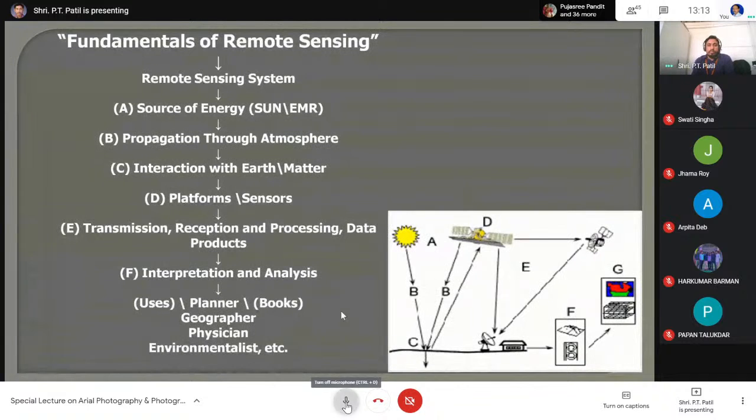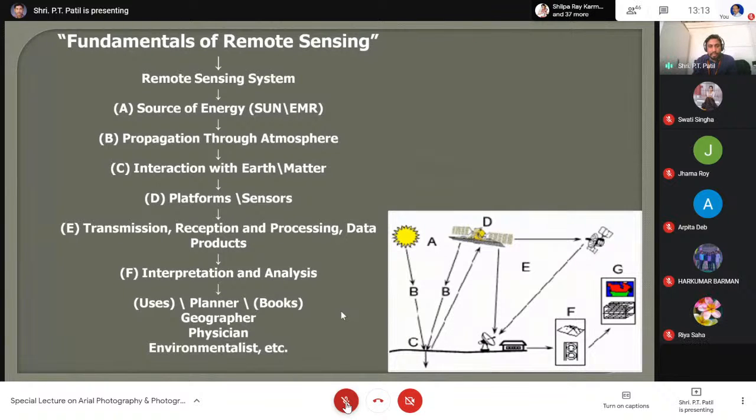Okay sir. So here the source of energy is the sun, and as we all know, the radiation from the sun is in the form of short wave, and radiation from the earth is in the form of long wave radiation. So the radiation which interacts with the atmosphere and strikes the earth surface, the remaining radiation which is reflected or sent back to space is in the form of long wave radiation. That radiation was captured by the sensor and images were prepared.